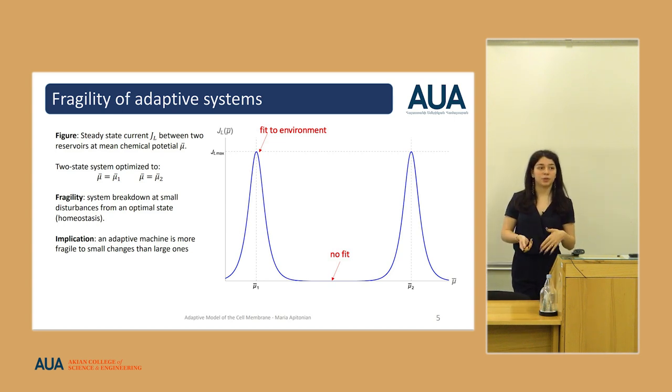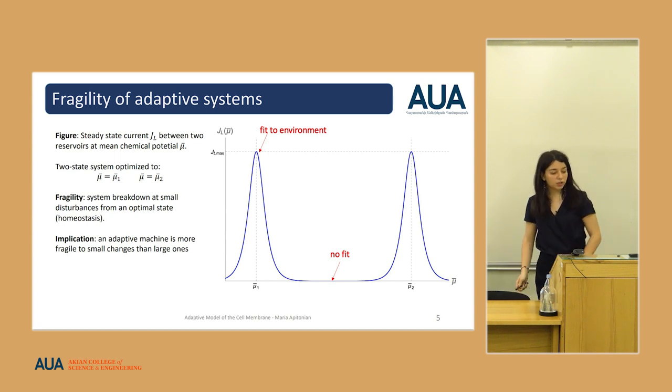However, when a small disturbance is applied in either direction, either to the left or to the right, this adaptation breaks down and the current decreases significantly. And between these environments, the machine is going to work suboptimally, if at all. So what is the implication or importance of this?